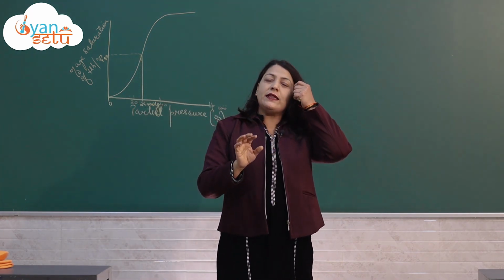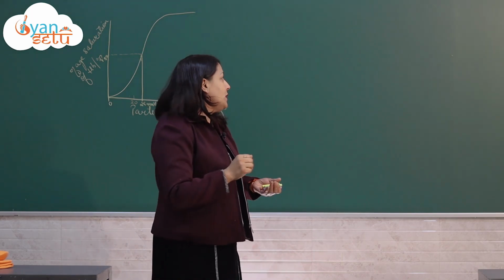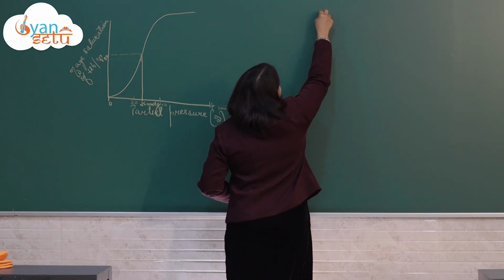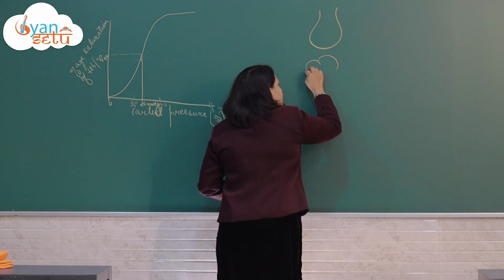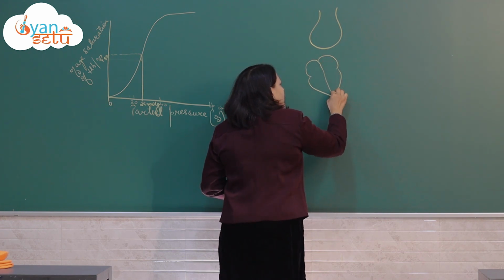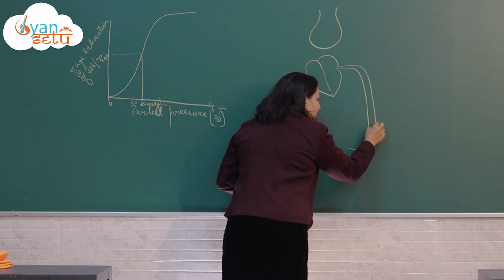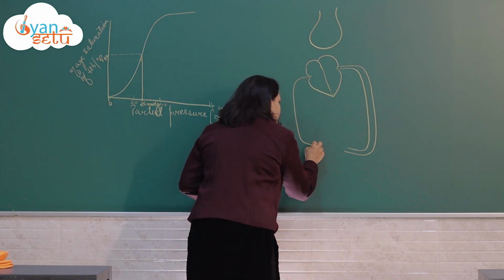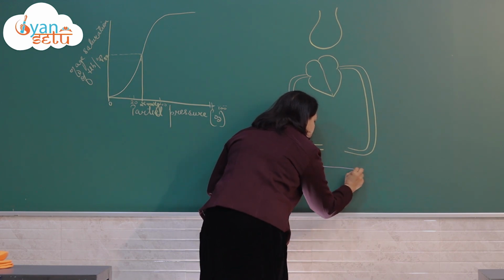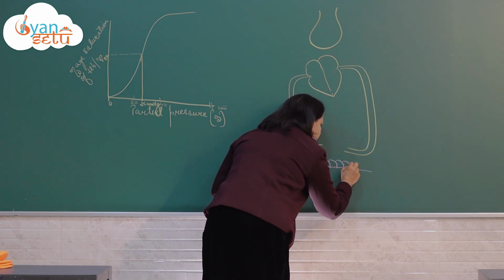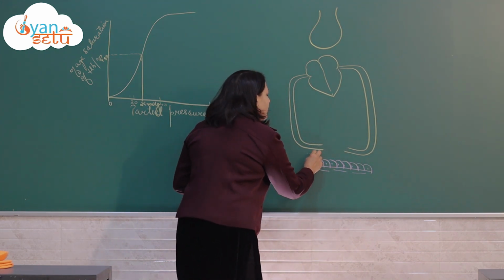Now we will be discussing this curve in the 2 points. Let us take this curve, what happens in the tissues. In the tissues you will see that this is alveoli, this is our heart, these are the blood vessels, and these are the tissues.